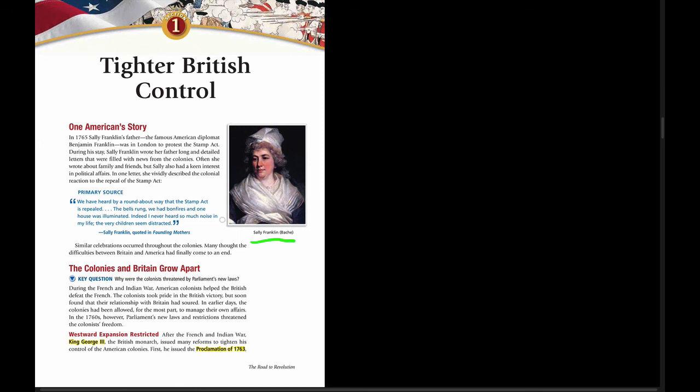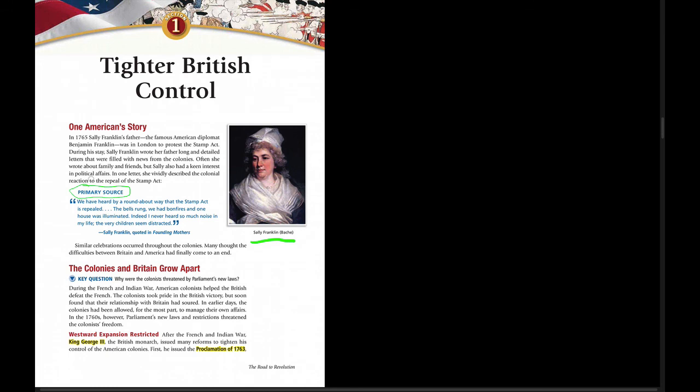During his stay, Sally Franklin wrote her father long and detailed letters that were filled with news from the colonies. So she wrote her father. Often she wrote about family and friends, but Sally also had a keen interest in political affairs. In one letter, she vividly described the colonial reaction to the repeal of the Stamp Act.